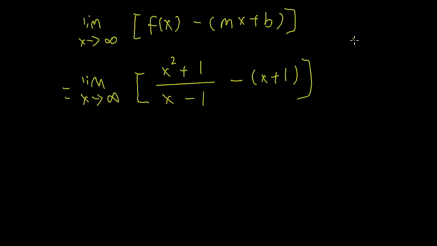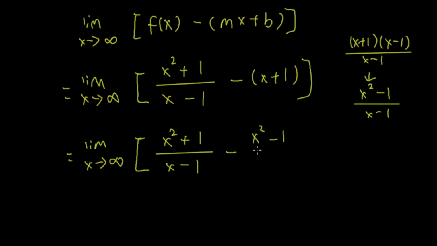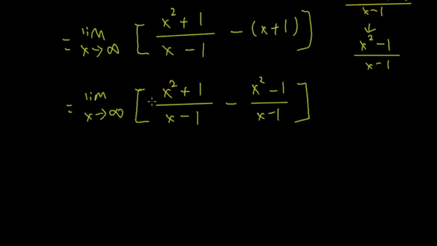So let's do it here. x plus 1 times x minus 1 divided by x minus 1, right? The top here will become x squared minus 1, now divided by x minus 1. Okay, so that's equal to the limit as x approaches infinity of x squared plus 1 divided by x minus 1, minus this, x squared minus 1 divided by x minus 1. Now, group this together.